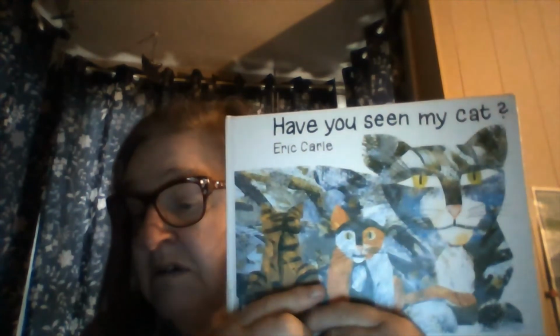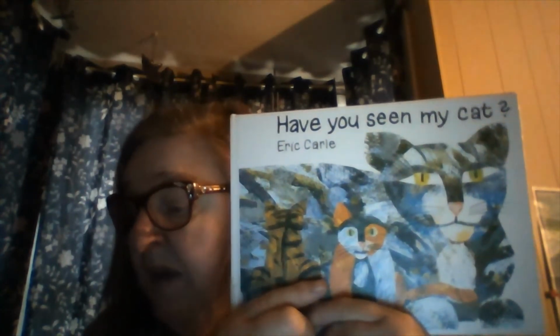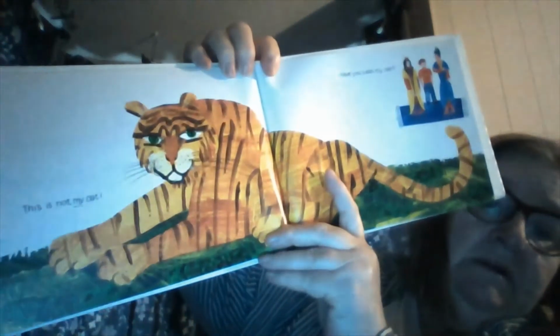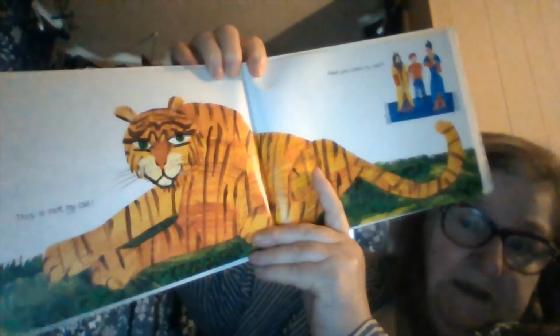The other art concept I would go with would be shapes. The bigger the shape, the more important it is. In this book, the cats are really big. And sometimes they take up 2 full pages. And so you definitely know this book is about cats because of the size of the illustration and the shapes. That is Have You Seen My Cat by Eric Carle.